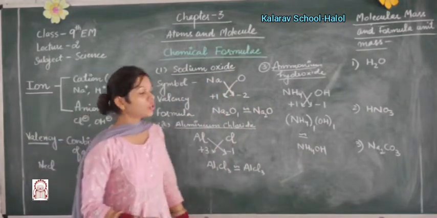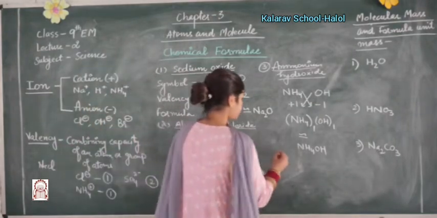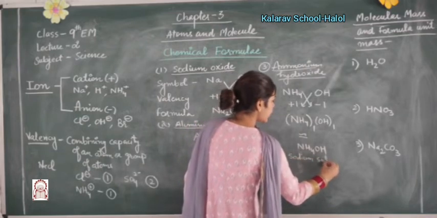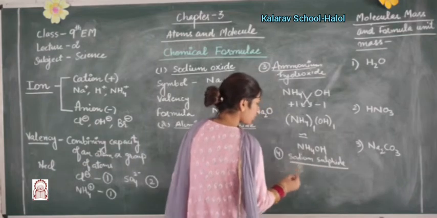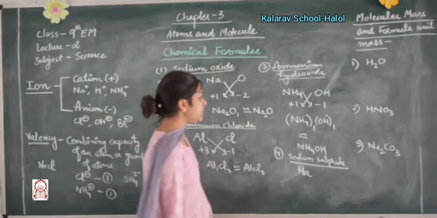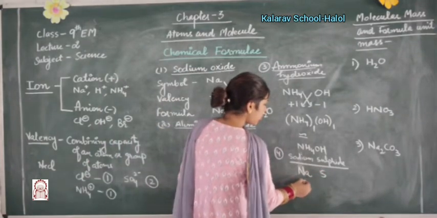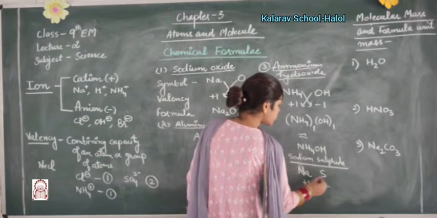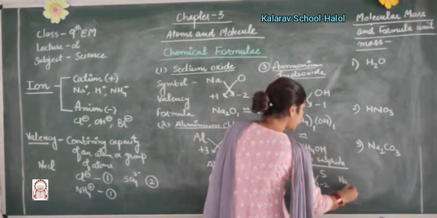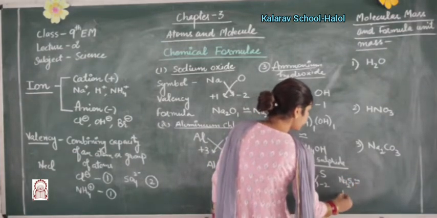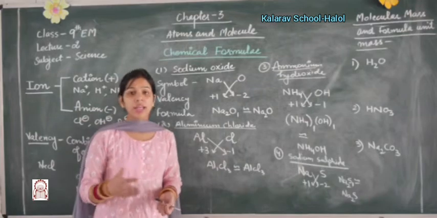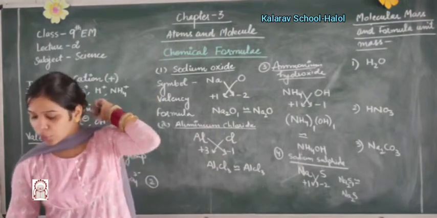Next, you can also write the formula of sodium sulfide. Number 4 is sodium sulfide. The symbol of sodium is Na. The symbol of sulfide is S. The valency of sodium is +1 and sulfide is -2. Just crisscross these two valencies and we get Na2S1. For simplicity, we can write Na2S. That is sodium sulfide. So there are a lot of examples you can try at home.